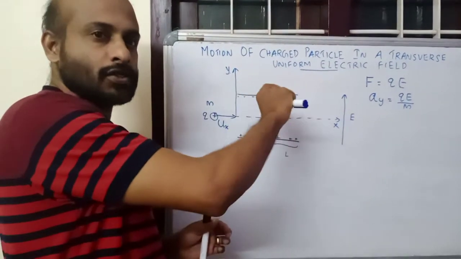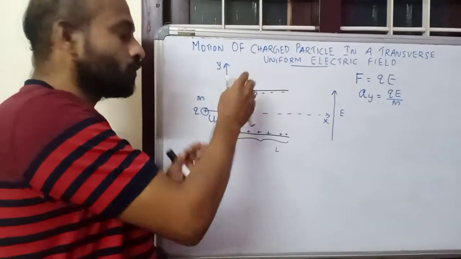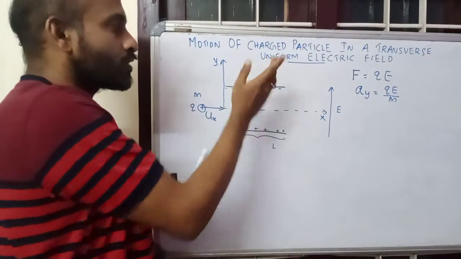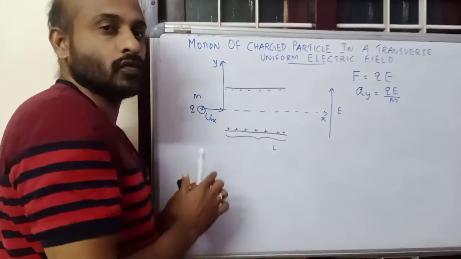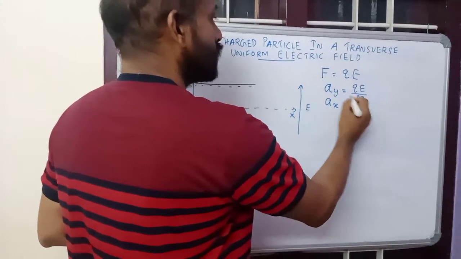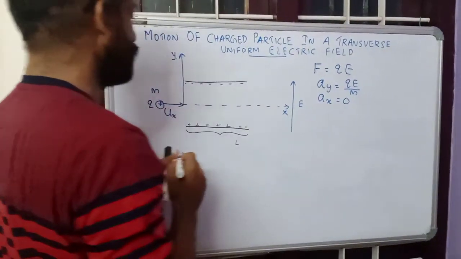What about x direction? Along x direction there is no force, because the electric field is along y direction, so the force is along y direction. Along x direction there is no force. So along x direction the acceleration will be 0. So you have got two accelerations.